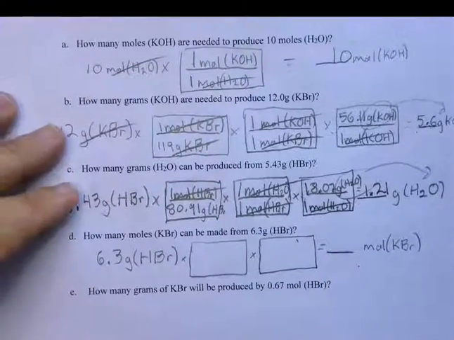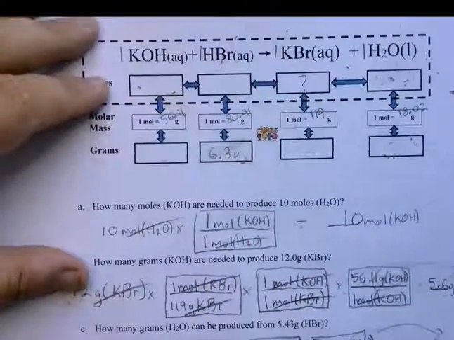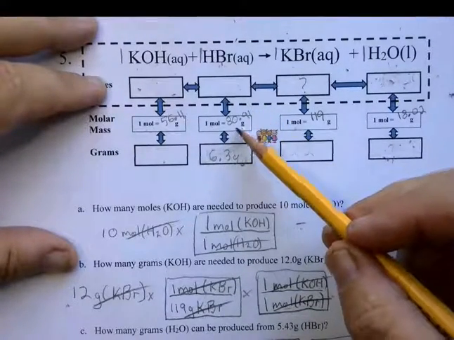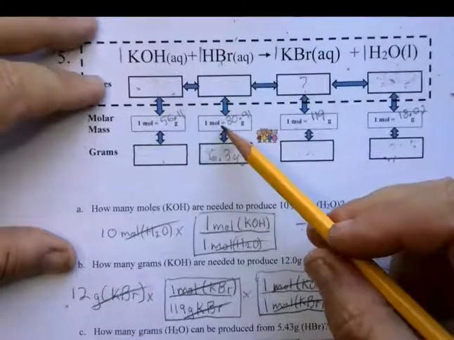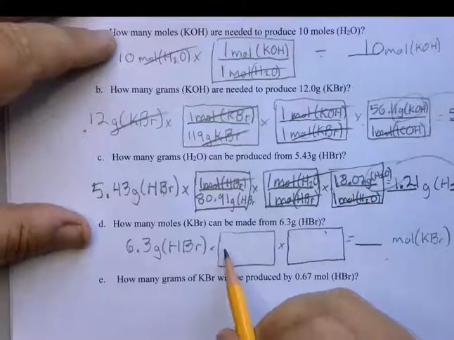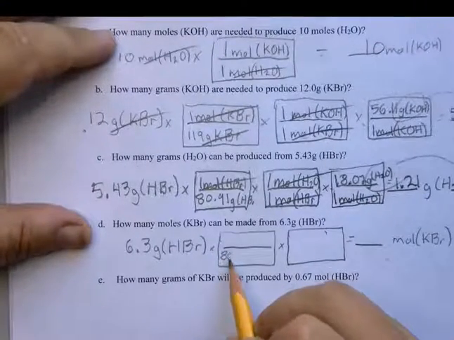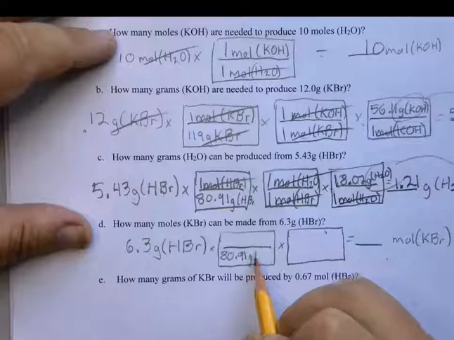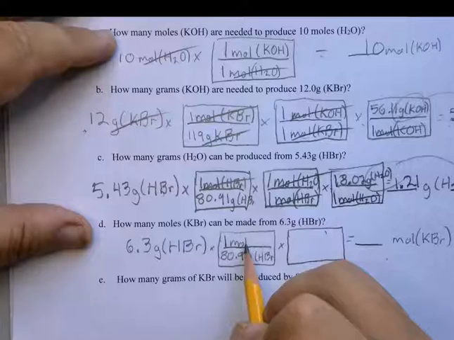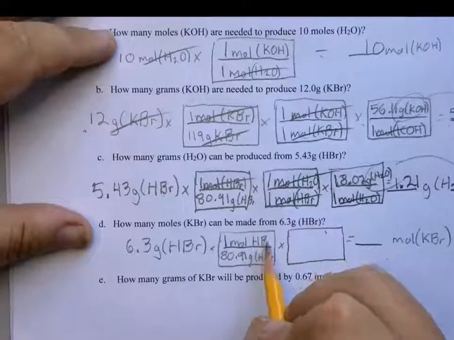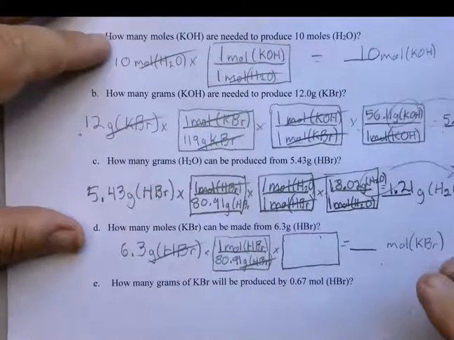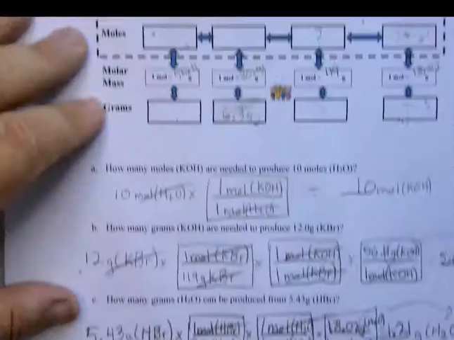Okay. All right. So first one is HBr. We've got to go from grams to moles using molar mass. So it's 80.91 over 1 mole, or 1 mole over 80.91. We need the grams on the bottom. So it's 80.91 grams HBr, 1 mole HBr. Grams of HBr cancels. And now we're going to do the moles to moles.